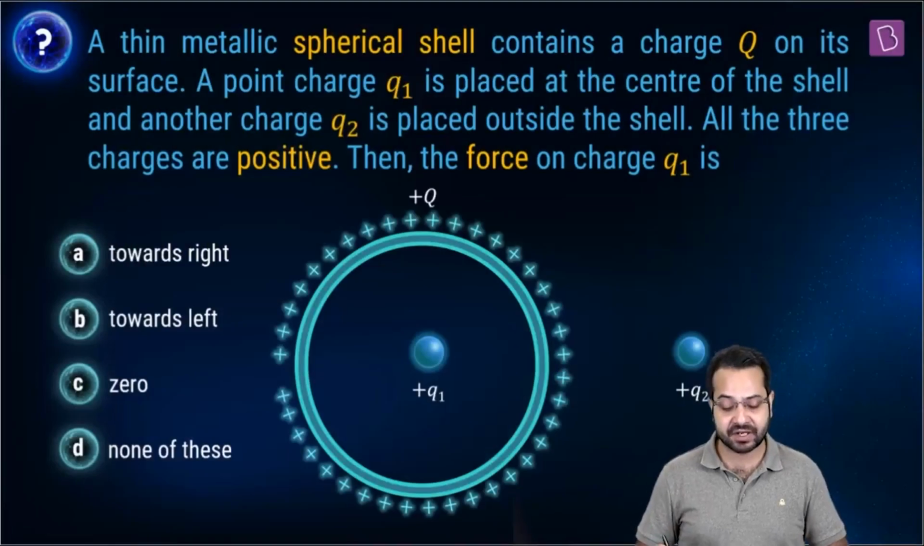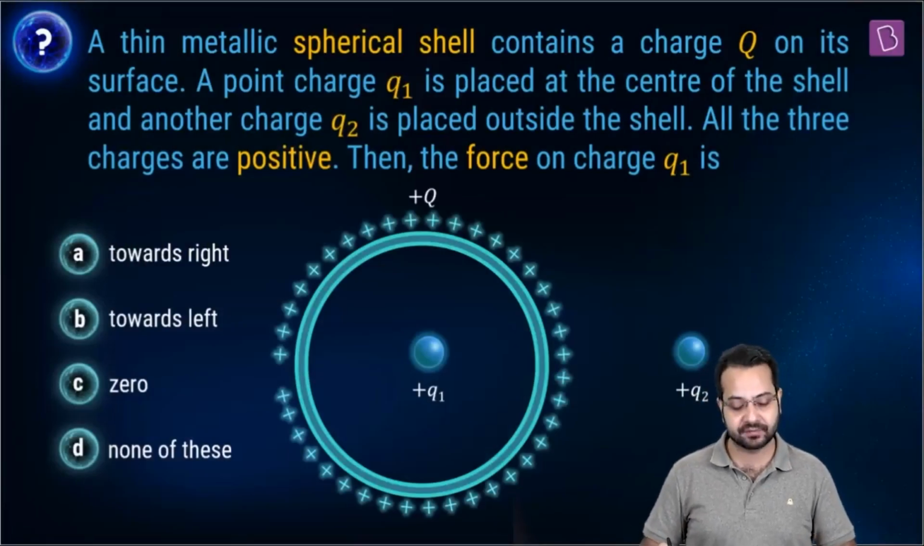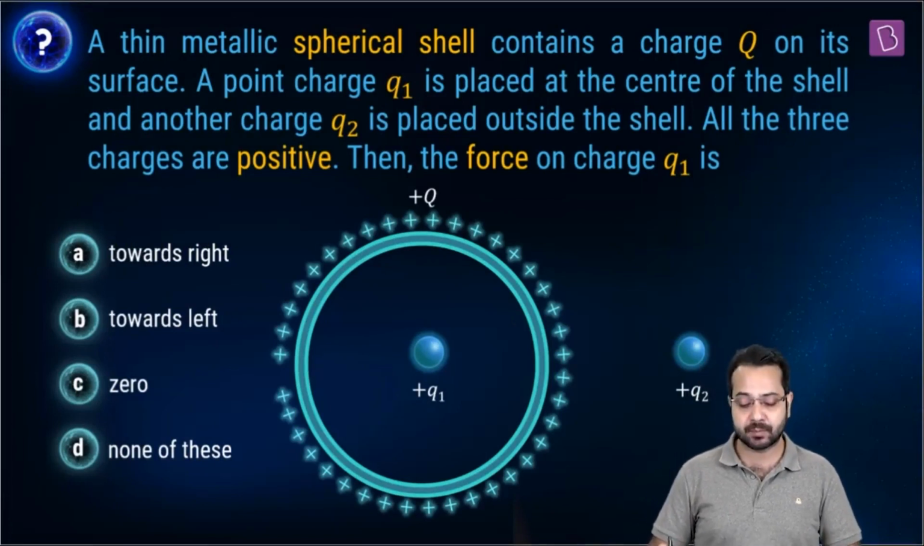A thin metallic spherical shell contains a charge q on its surface. A point charge q1 is placed at the center of the shell and another charge q2 is placed outside the shell. All the three charges are positive, then the force on charge q1 is.